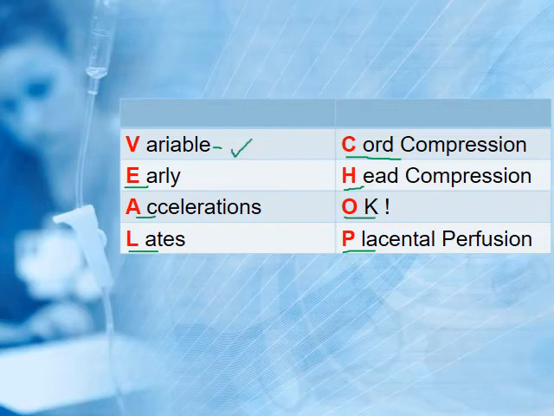What do you do with a variable? Turn the mom. If she's pushing, keep pushing, but if she's not pushing, let's rotate mom to try to get the baby off the cord. If you get earlies, what are you going to do? Document, because it's fine. She's probably going to push soon. Accelerations, what are you going to do? Document. Lates, what are you going to do? Oxygen, IV fluids, slow down the Pitocin, slow down the contractions if you need to, and position change won't hurt. That's not the first thing you do.